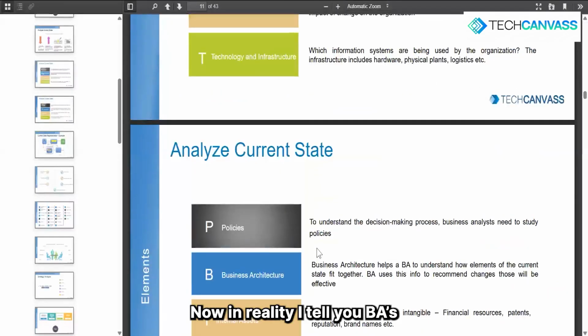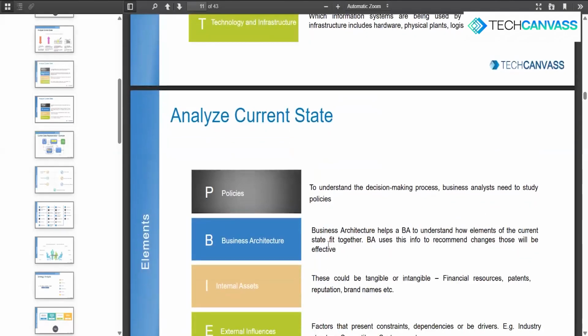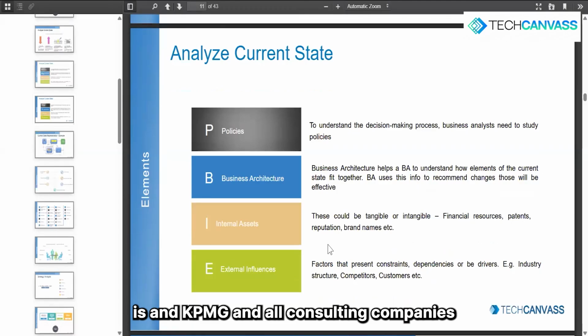Now, in reality, I'll tell you, BAs at our level, as in people who are not working at enterprise level, we don't do this. Most of the people will finish their career doing just business analysis, as in what is mentioned in BABOK. Particularly not this part. This is done by people who come from top B schools and the big four, McKinsey and KPMG and all consulting companies, right? They're the people who do it.